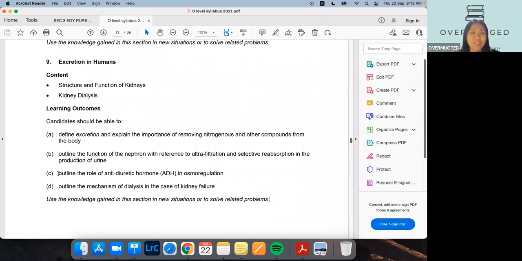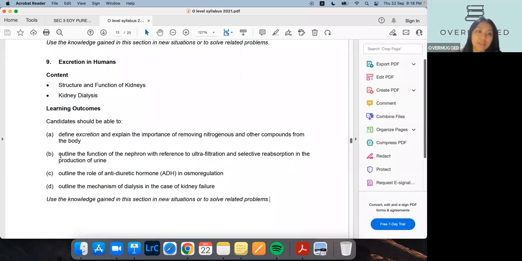Of course, there are some chapters that are really long, which means their content is a lot more as well. So when you're doing revisions, you can also use this document. Just Google "O-level pure bio syllabus". This is definitely your number one search. Use this to sieve out what content you don't know.